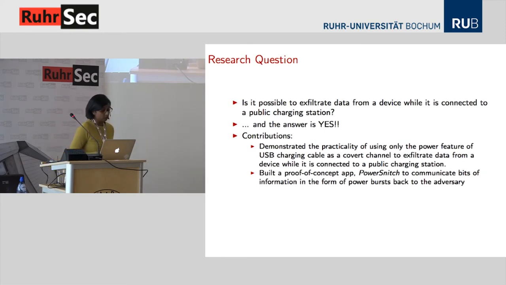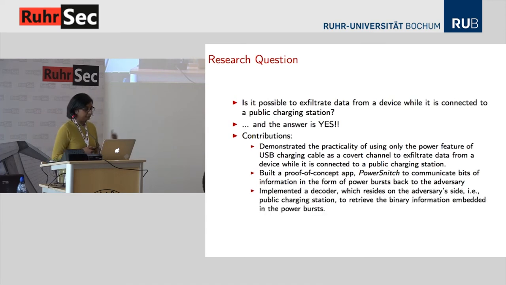To do this, we had to build a proof of concept app, which I'm going to refer to as PowerSnitch. PowerSnitch essentially communicates information in the form of power bursts from the phone to the adversary. The adversary in this case is the public charging station. And then on the public charging station side, we had to implement a decoder. This decoder is sitting on the adversary side, and what it is essentially doing is collecting all those power traces, which will then be decoded into binary information and eventually into text.